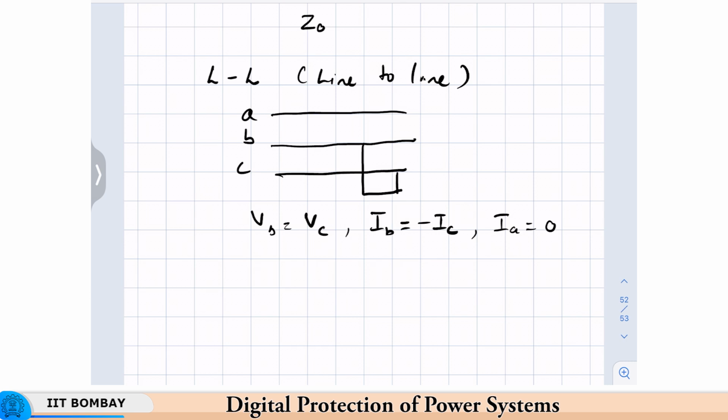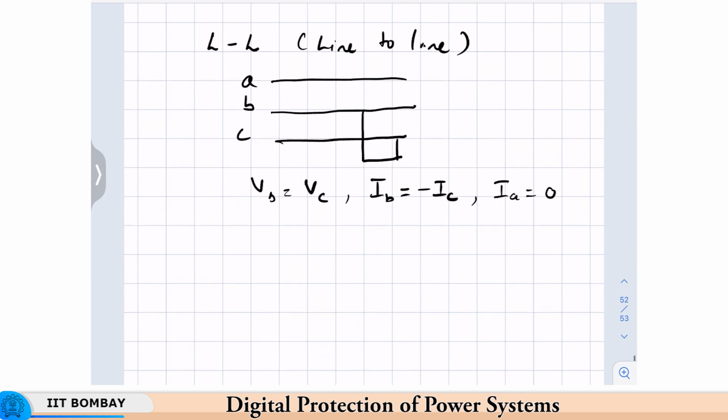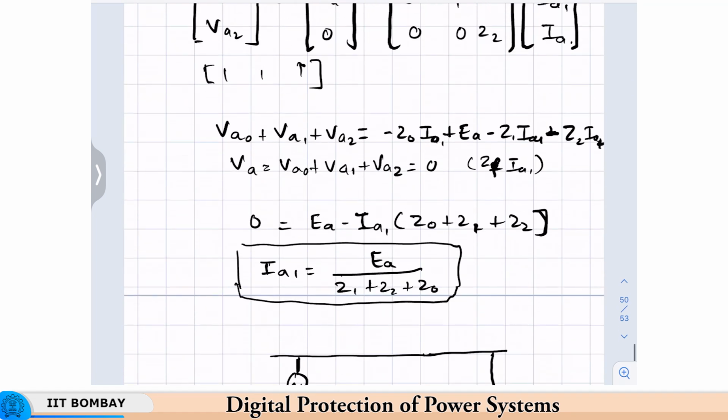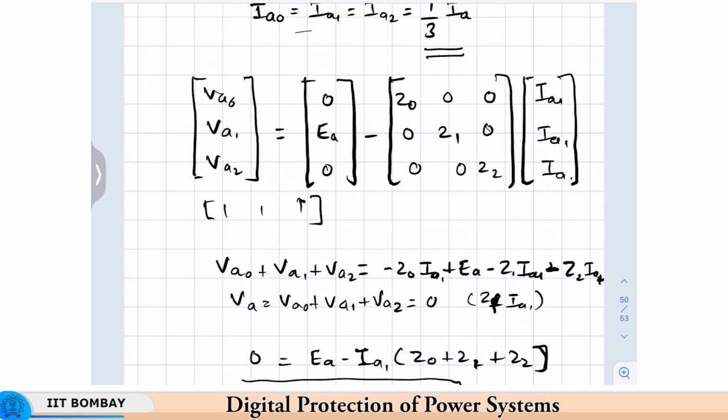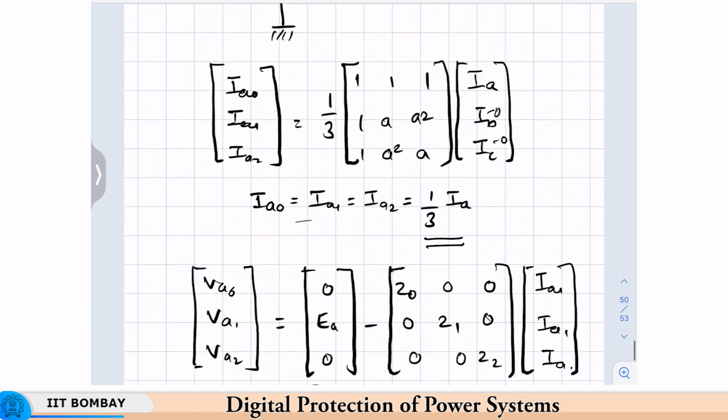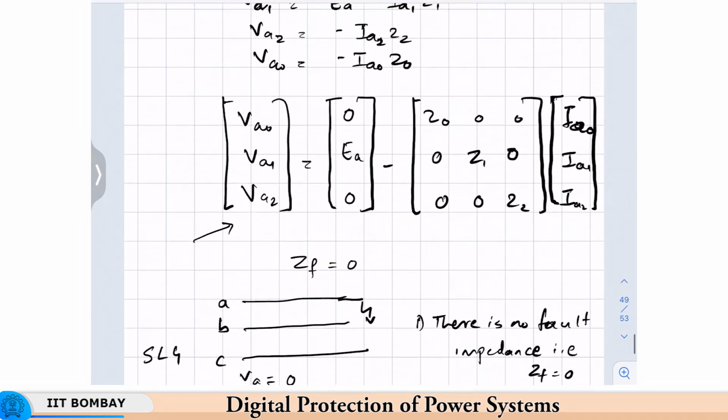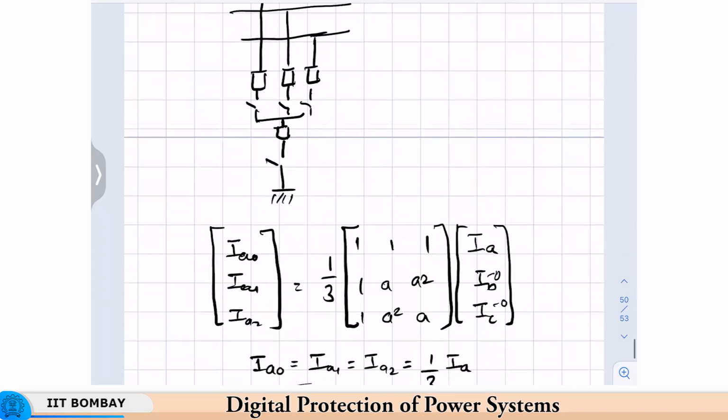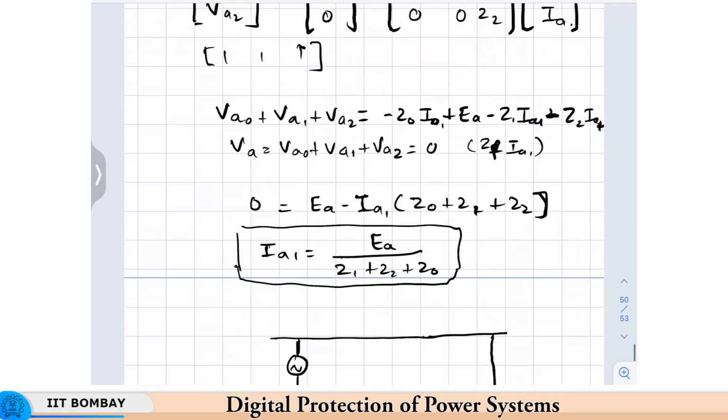So, we will use these 2 or 3 facts and modify our sequence components of voltage and current accordingly, and then plug it into the equation which we said we will be using for all faults, which is this equation. Okay.